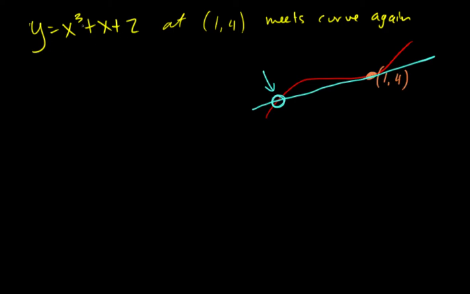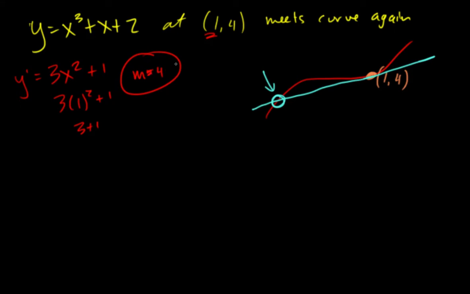To find the slope, we need to take the derivative. So 3x squared plus 1 is our derivative. We plug in 1. So that's just 3 plus 1. So our slope is 4 at that point.